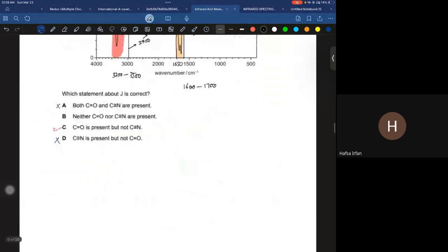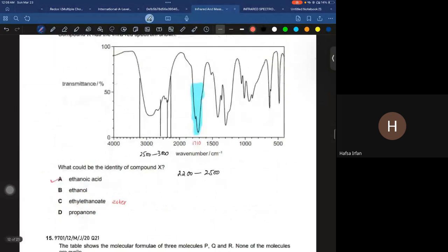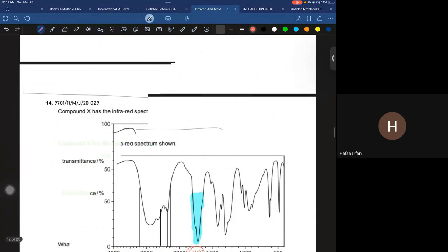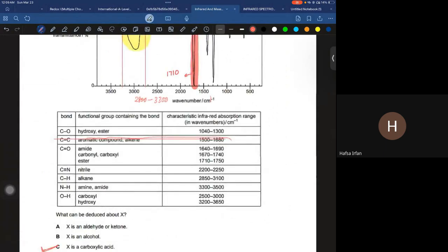Which one is it? Carboxylic acid is first, A is correct. And if the carbonyl is from the carboxyl, meaning carboxylic acid, then we get the peak. So we can see the peak at 1670 to 1740. We are seeing the same peak. Okay, easy.